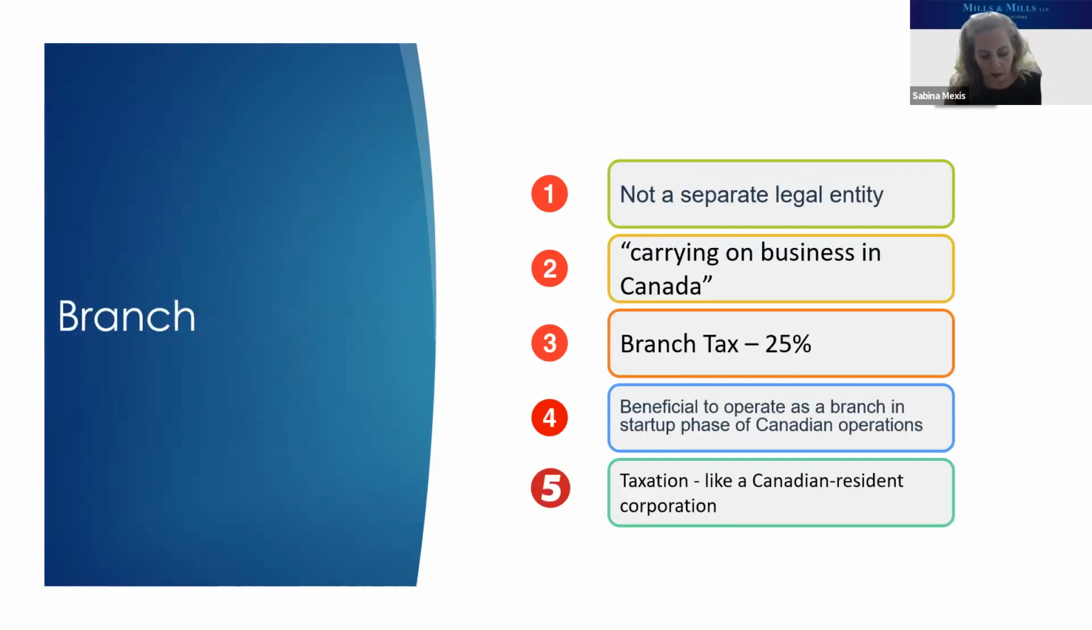Okay, so now we'll move on to a branch. A branch is unincorporated. A branch is not a separate legal entity. In essence, a branch involves the foreign entity carrying on business in Canada. So a non-resident corporation that carries on business in Canada must pay Canadian income tax on the income earned in Canada. And I'm going to speak a little bit about how one is found to be carrying on business in Canada for the purposes of a branch.